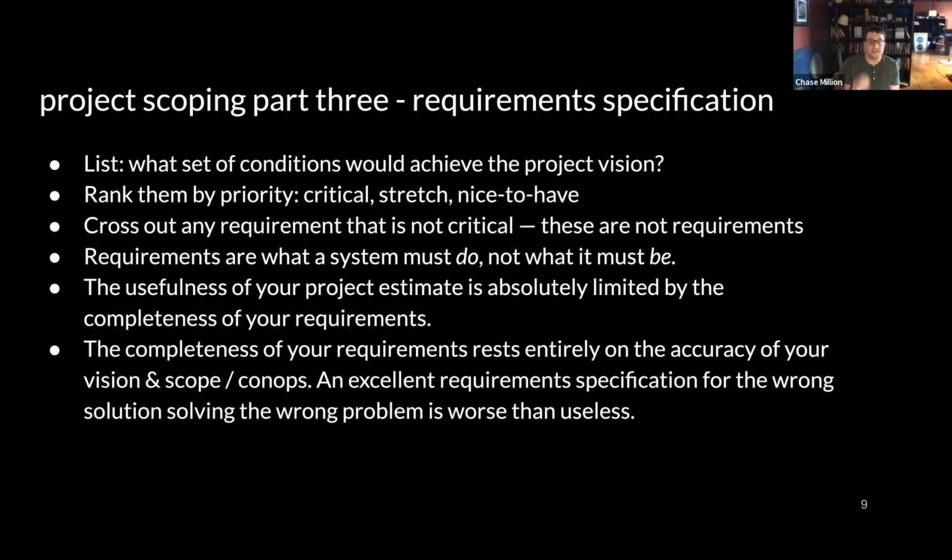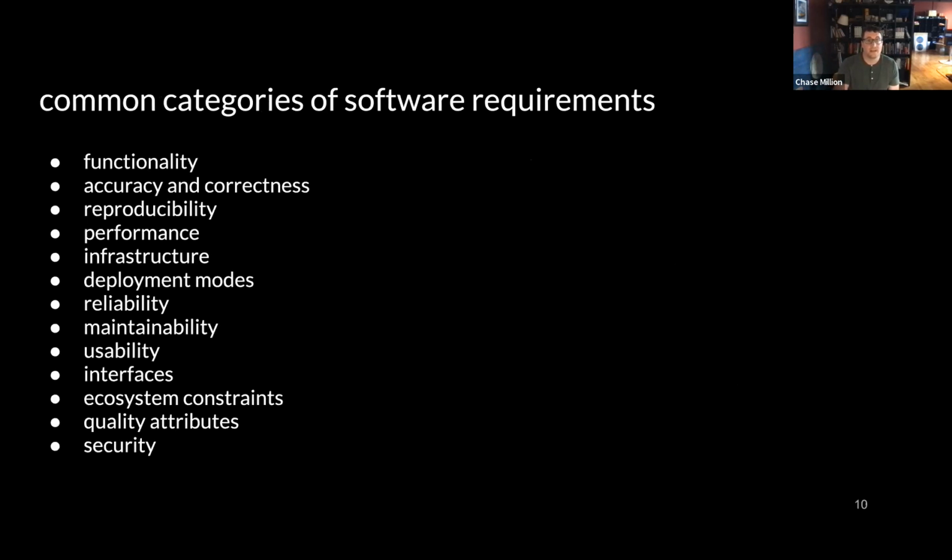And finally, the accuracy, the completeness of your requirements document is going to form the foundation for the estimation. So if the requirements are not complete, the estimation will be wrong, and it can be wrong quite badly. So in service to that, here's a list of common software requirement categories that you should review and make sure that you're hitting all of these, any that are necessary, when you're doing your requirements. I go into more detail on these in the document.